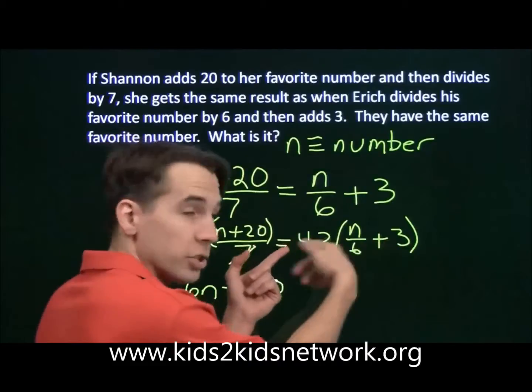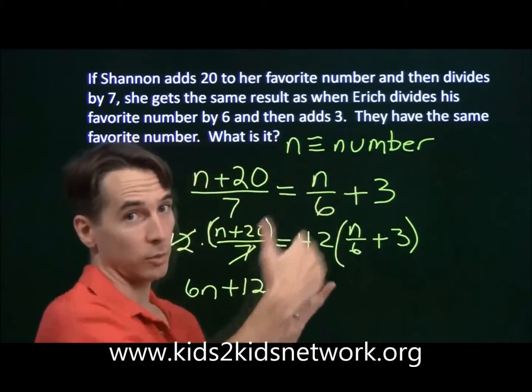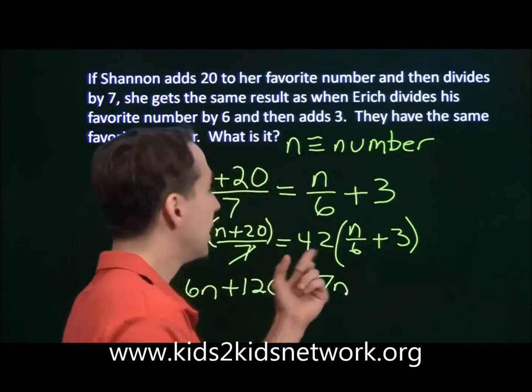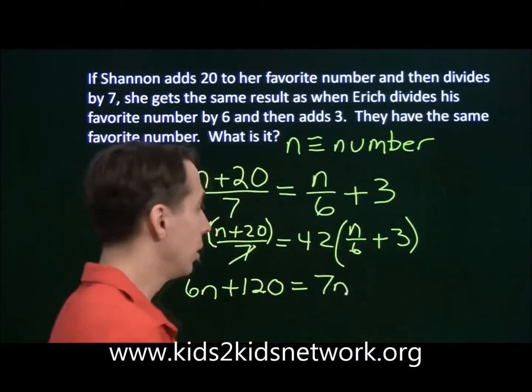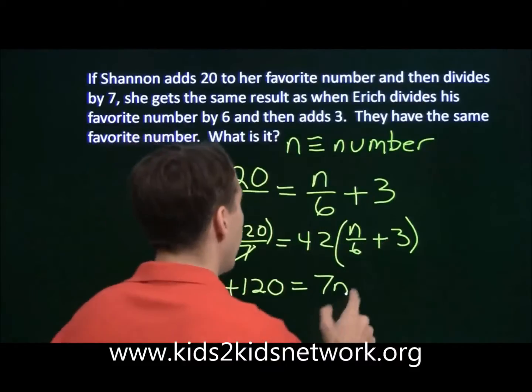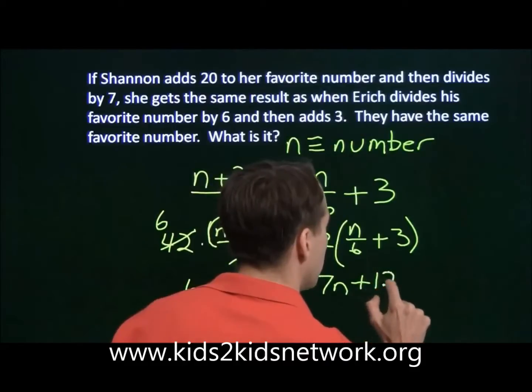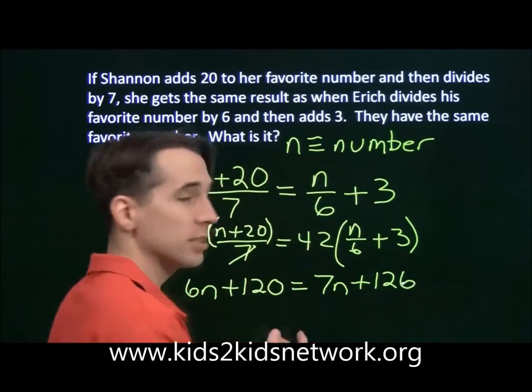Now over here, I'll distribute 42 times n over 6. Well, 42 over 6, that gives me 7. That's just going to give me 7n. Then I'm going to have 42 times 3. 40 times 3 is 120. 2 times 3 is 6. So that gives me 126.